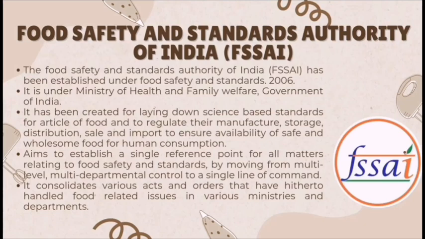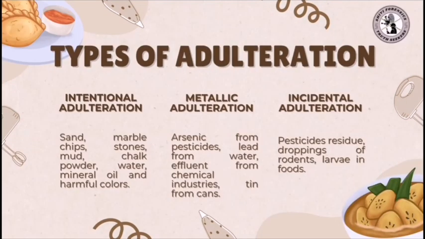Their aim is to establish a single reference point for all the matters relating to food safety and standards by moving from multi-level, multi-departmental control to a single line of command. It consolidates various acts and orders that have hitherto handled food-related issues in various ministries and departments of India. Apart from FSSAI, we have some food standards like Codex Alimentarius, PFA standards, AgMark standard and Indian Standard Institution, that is ISI.